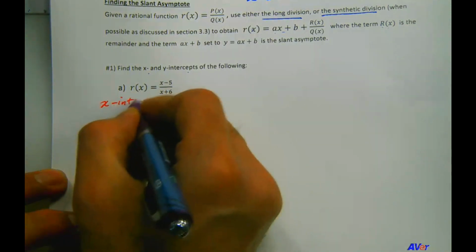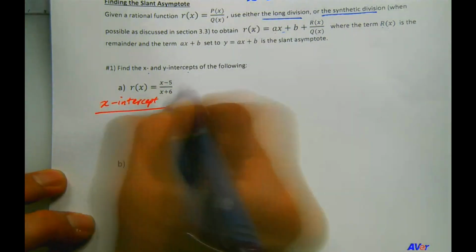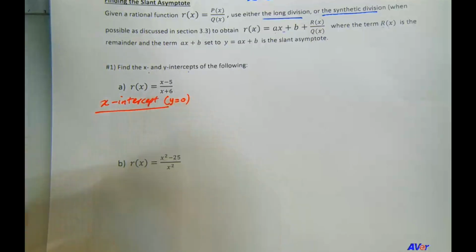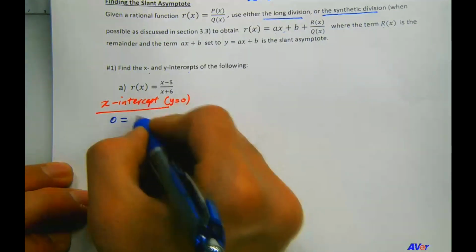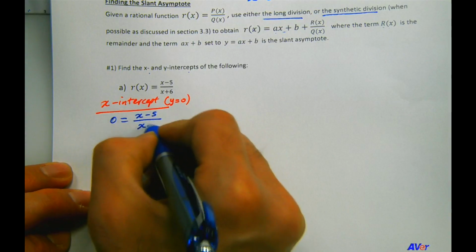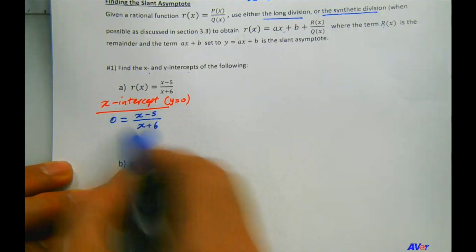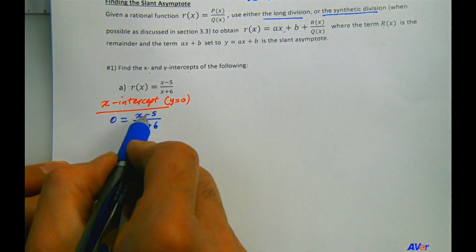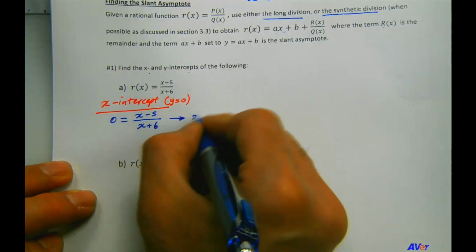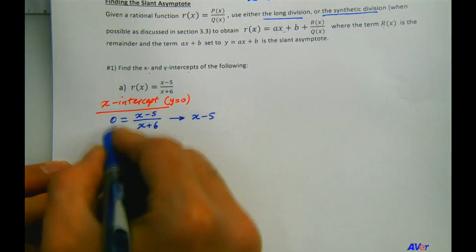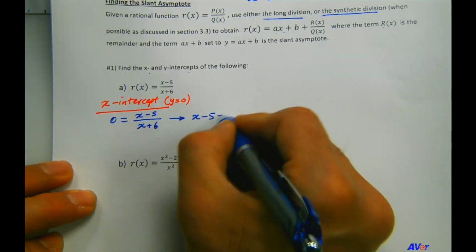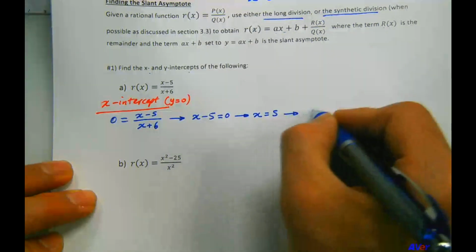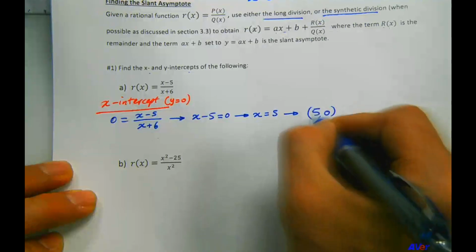So the x-intercept is wherever y equals 0, right? Wherever r of x equals 0. So let's set it equal to 0, x minus 5 divided by x plus 6. When is this rational function equal to 0? Whenever x minus 5 equals 0. If the numerator is 0, this whole thing becomes 0. So therefore, x minus 5 must be equal to 0. So x equals 5. Therefore, the x-intercept is 5, 0.